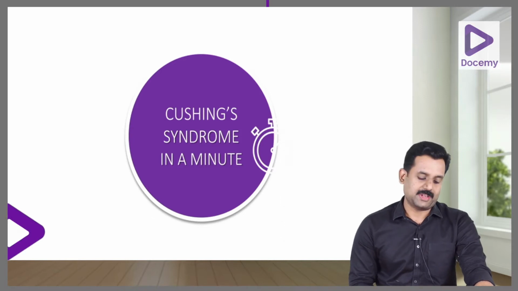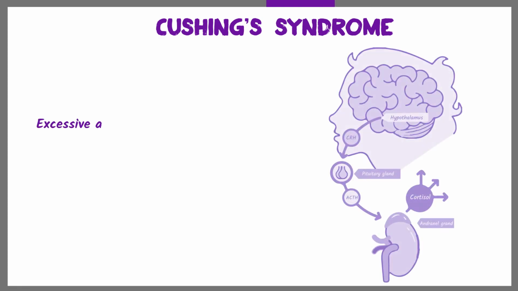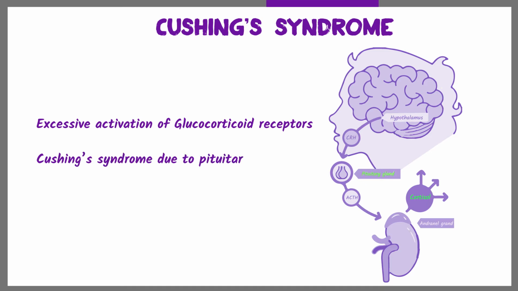So, Cushing syndrome in a minute. Cushing syndrome is due to excessive activation of glucocorticoid receptors. Whenever Cushing syndrome is due to a pituitary cause, it is called Cushing's disease.